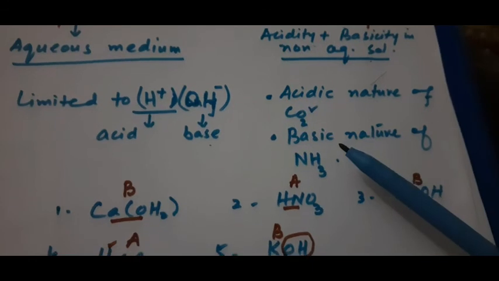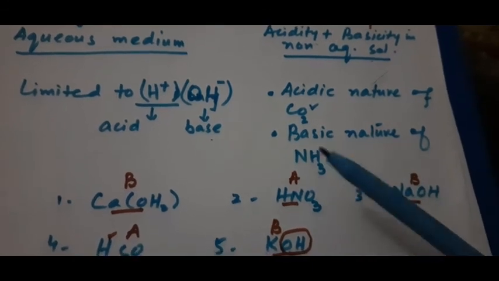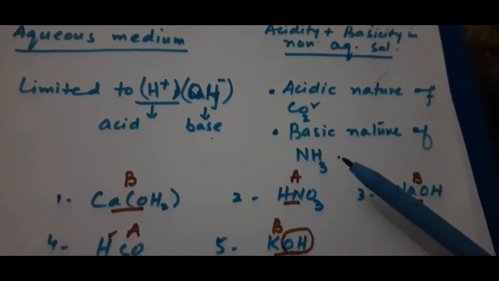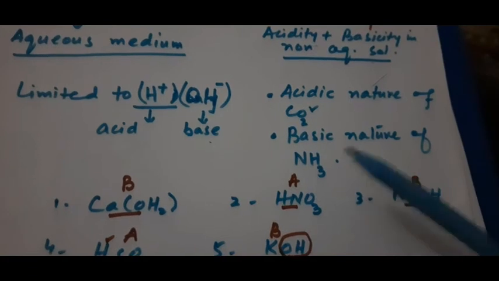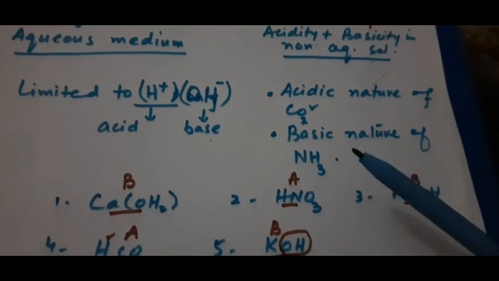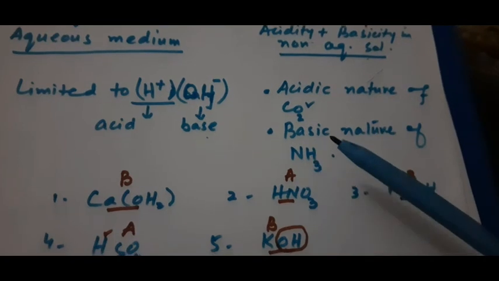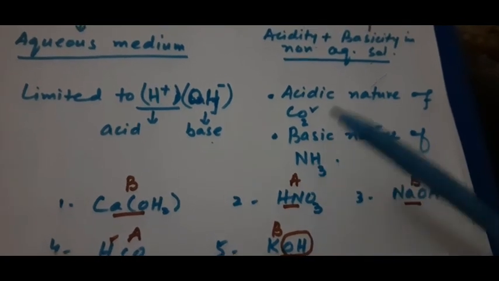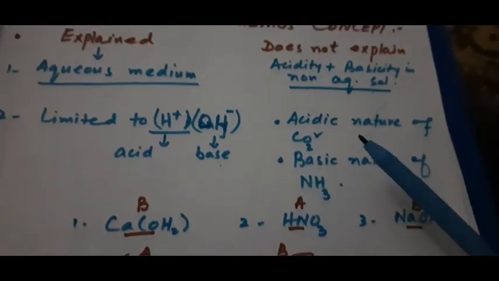Next, we have the basic nature of ammonia. When, for example, we dissociate ammonia, it gives you nitrogen and hydrogen. According to the Arrhenius concept, it would be an acid because it gives you hydrogen. But it is basic in nature. So this doesn't fit in this concept. These were the limitations of the Arrhenius concept.